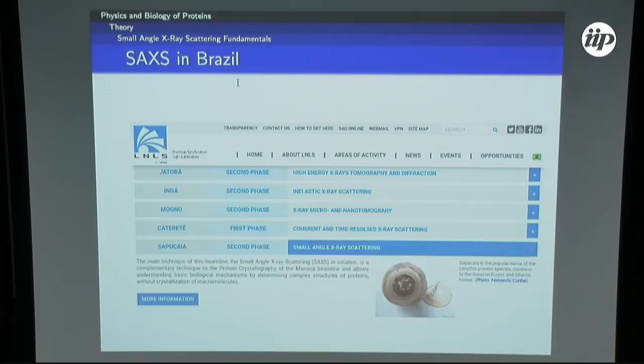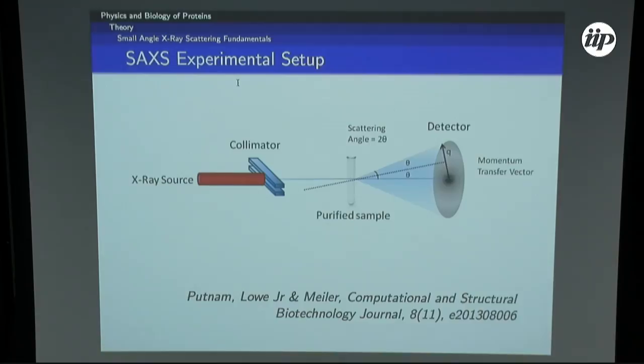How does SAXS work? You have an X-ray source. This X-ray passes through a collimator, and then crosses a sample. In general, what you do is use the buffer, the solution, and then the protein in the buffer, and subtract: the protein with the buffer minus the buffer, and you get a scattered image that shows the momentum transfer vector.